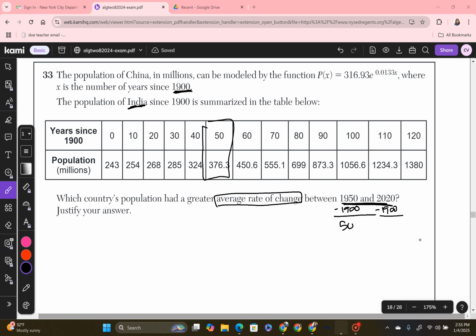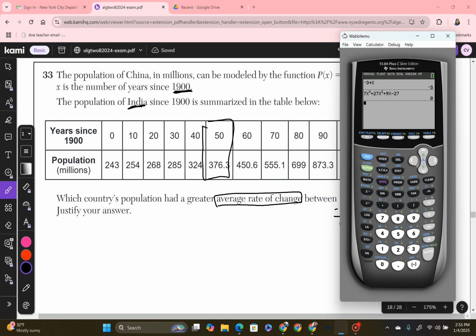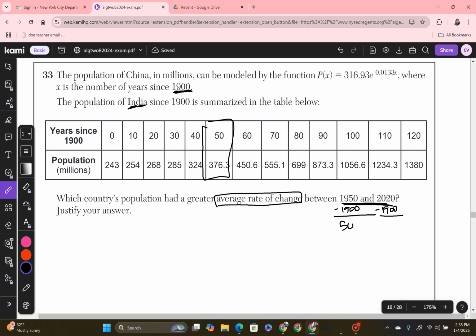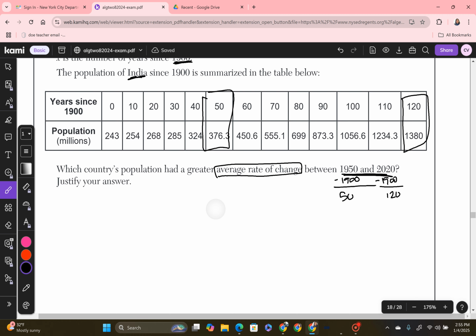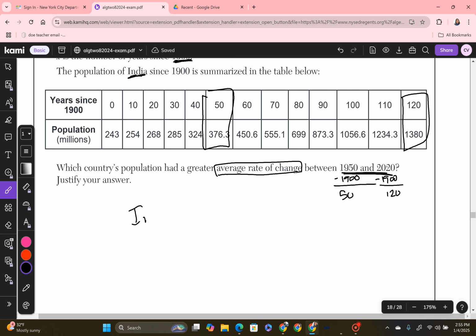2020 minus 1900. Let's see. 120. Of course it is, right? So this is going to be 120. So again, that's for India. Since we're dealing with the table, let's do that. For India, we have to do y2 minus y1 over x2 minus x1. This is our formula for average rate of change, right? So let's do it.